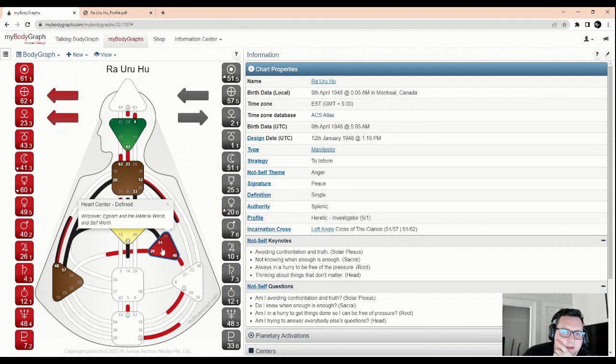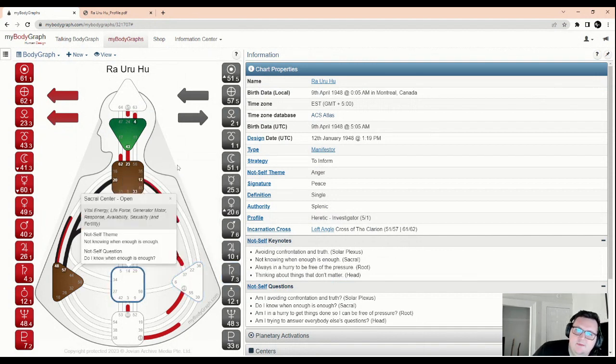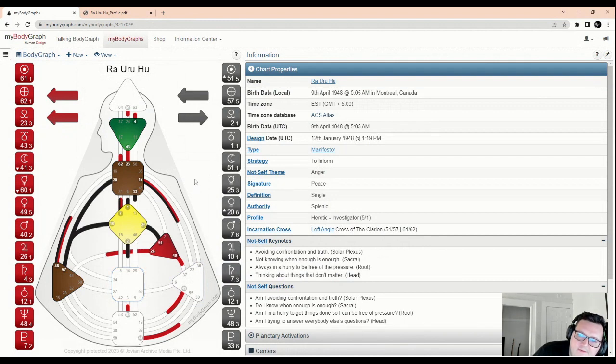His main power in terms of the motors is the ego center, and that's also where his sun personality gate is. It's in the ego center, so it's a really important aspect. He's a manifestor. He's a 5-1 manifestor, heretic investigator. So he had some leadership themes going on with the 5 line, also focus on knowledge with the first line. He had the cross of the Clarion, which is about shocking people into new perspectives and bringing new spiritual insights to the world, being some kind of spiritual teacher.